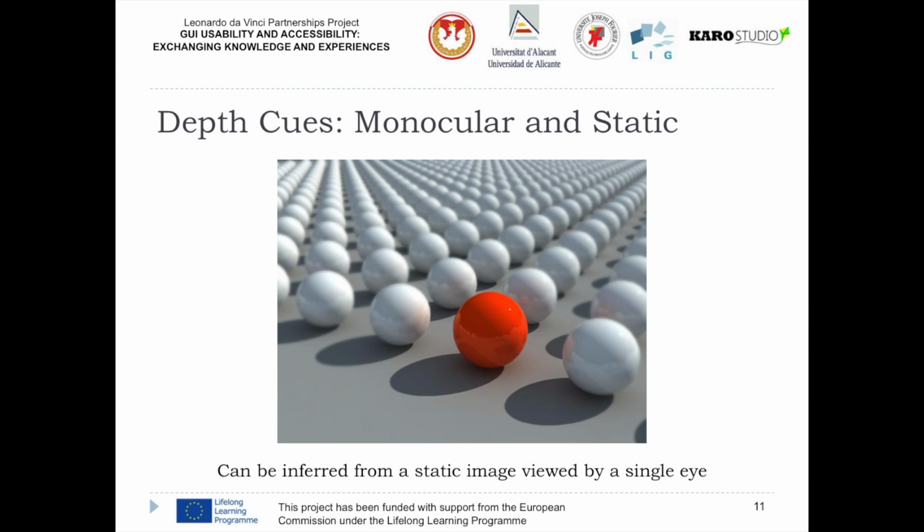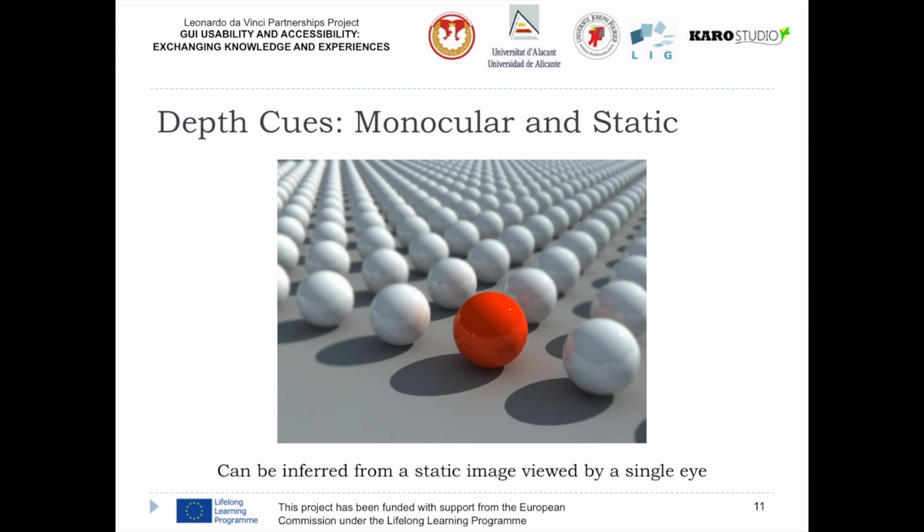Five cues can be found in this image. The first one is the relative size of the objects. In this image, all the spheres have the same radius. However, their projected size depends on their distance to the camera. The closer the sphere is, the bigger its projected surface.